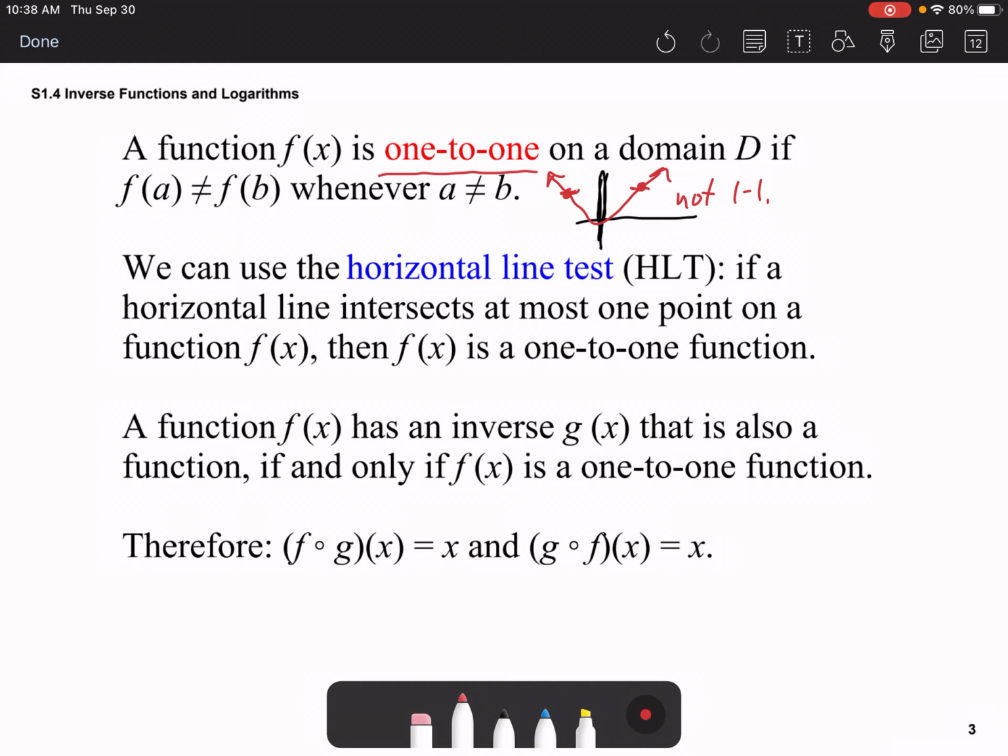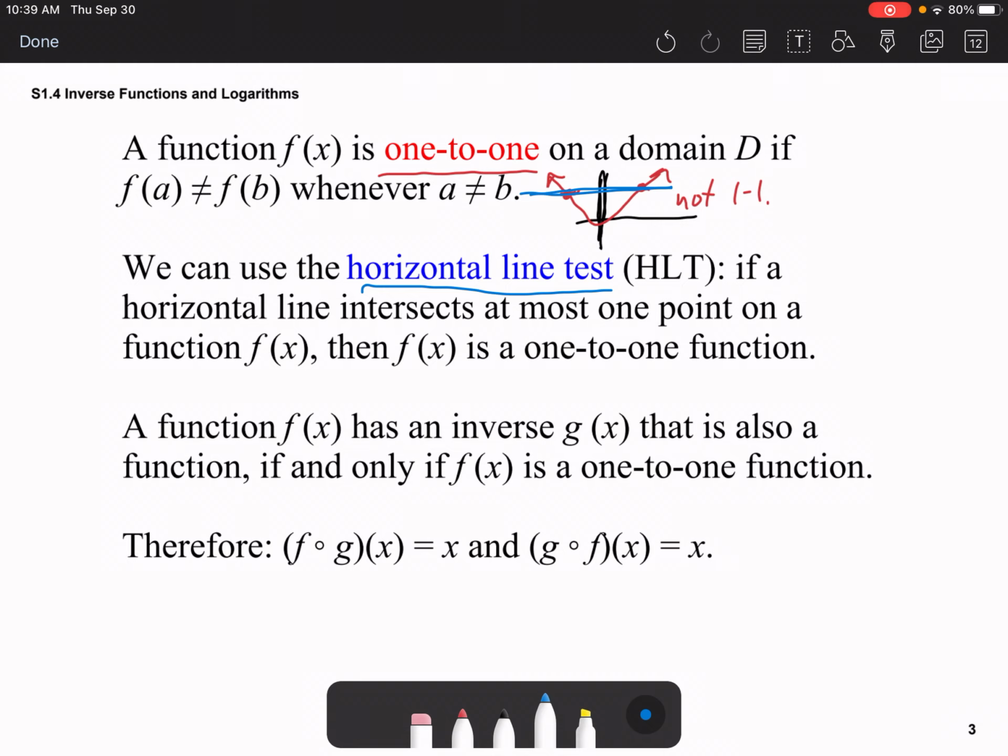So what we can do is we can use what's called the horizontal line test to verify if a line crosses at most one point on a function f of x, and f of x is said to be one-to-one, and that means its inverse is a function. And a function f of x has an inverse g of x that is also a function if and only if f of x is a one-to-one function.